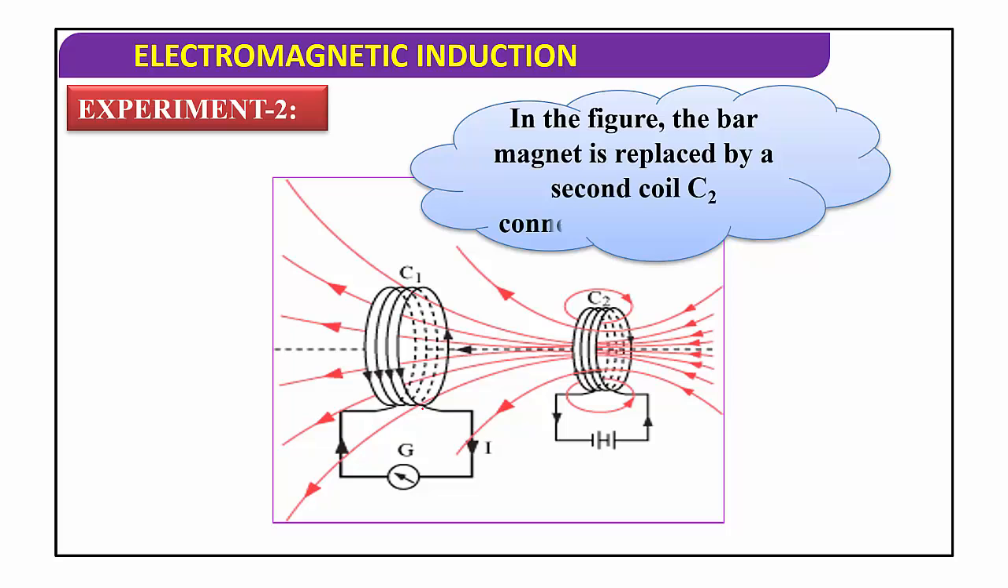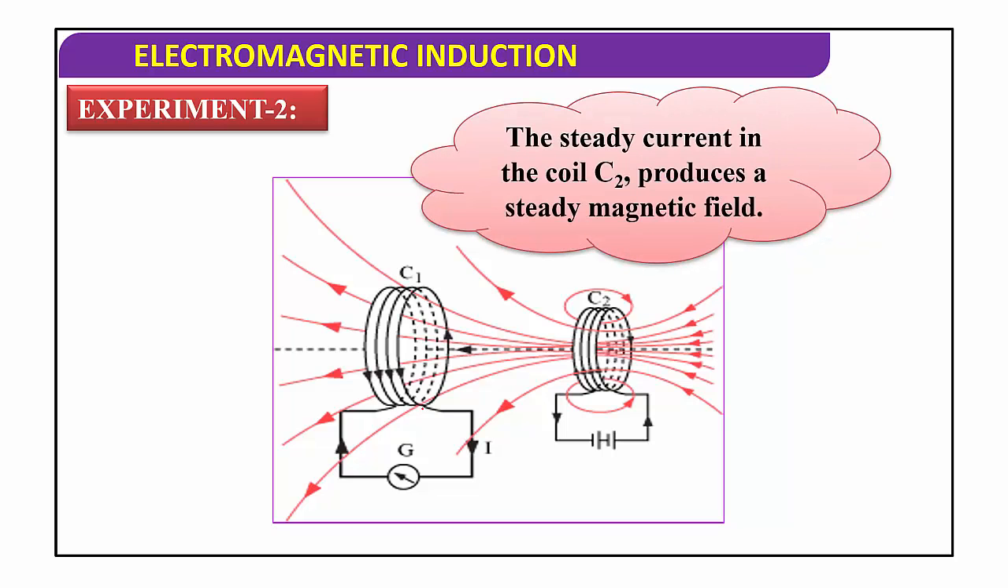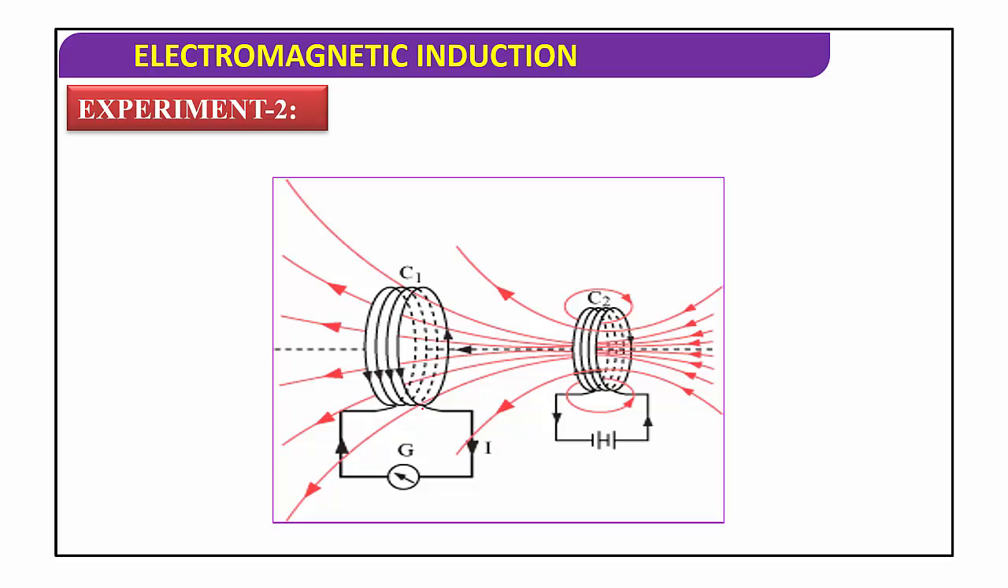In the figure, the bar magnet is replaced by a second coil C2 which is connected to a battery. See here, instead of using a bar magnet, I am going to use one more coil and that coil is connected to a battery. When the second coil is connected to the battery, the steady current in coil C2 produces a steady magnetic field. Observe this diagram here. When the battery is switched on, the electric current starts to flow in the second coil.